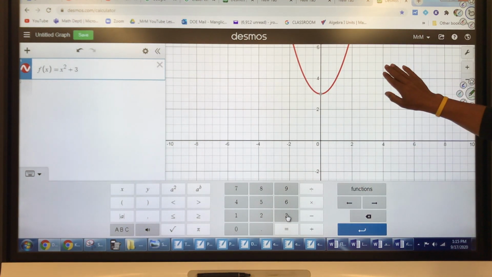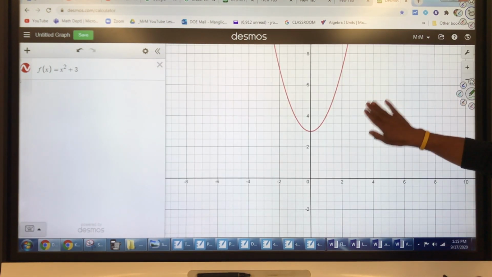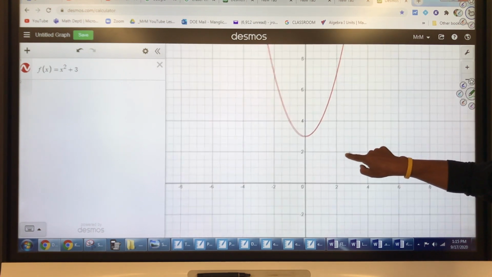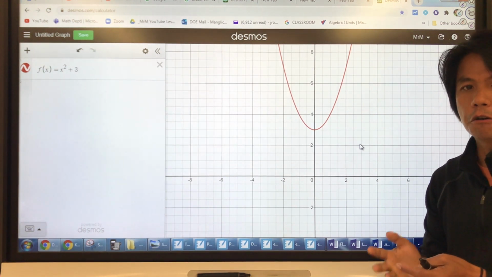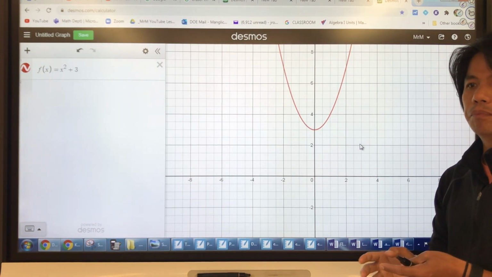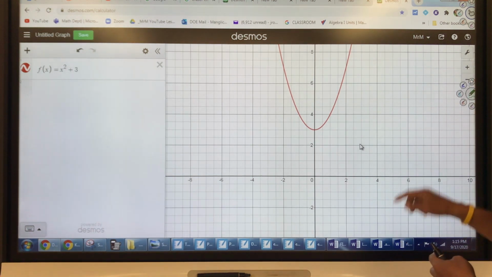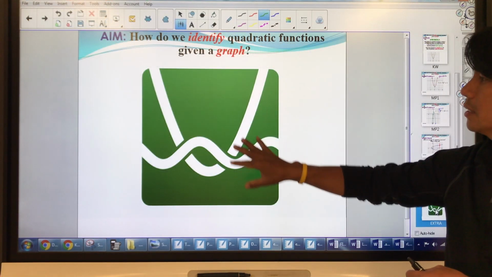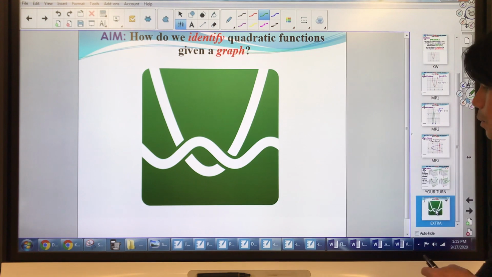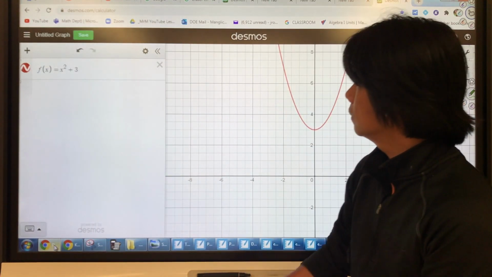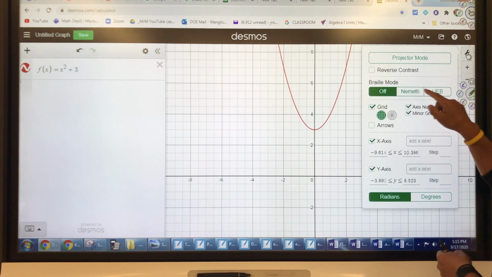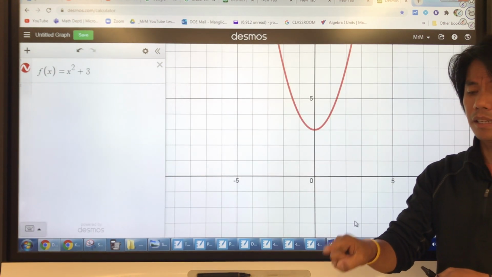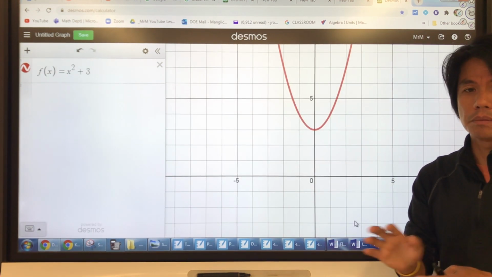There you go. There you have it. So you can move your screen actually. Oh, by the way, you can do this on your mobile phone. You can download the app Desmos, and you should see this icon. That's the icon of Desmos. Again, going back to the function, right there, x squared plus 3. That's the graph.